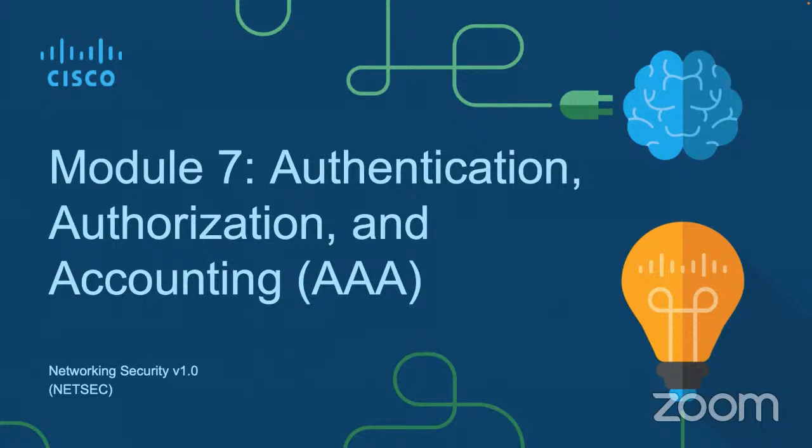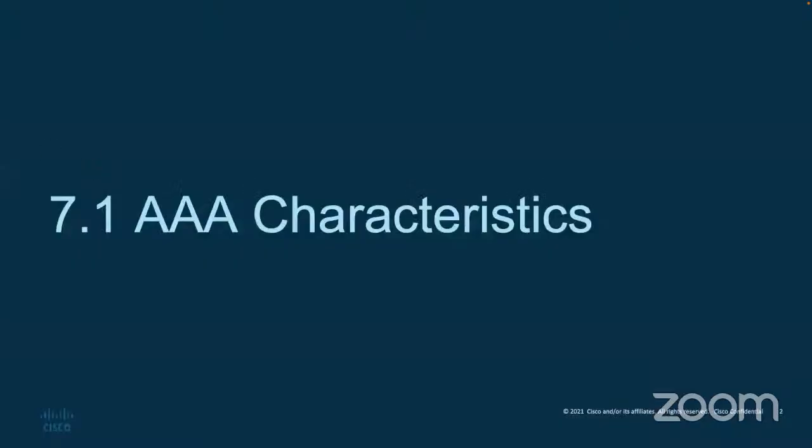Okay. Well, here we are. Another week. This is week number 4, where we're going to go through 2 more modules in the network security class. The first one will be the AAA, starting with the characteristics.